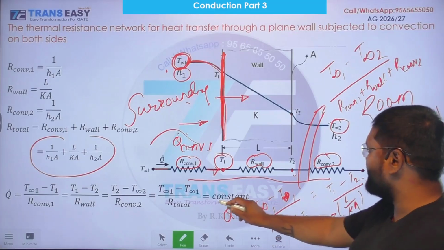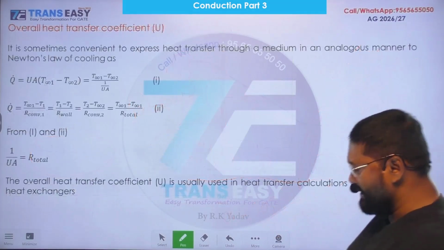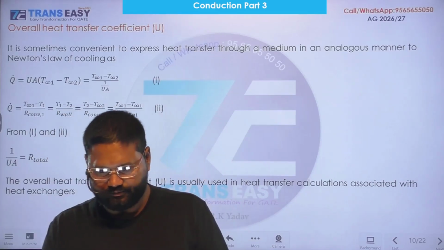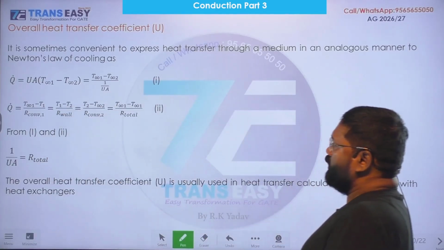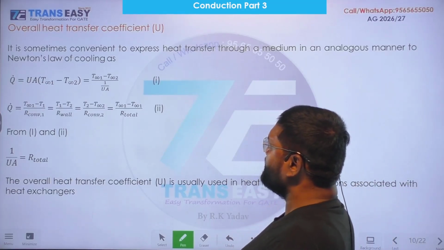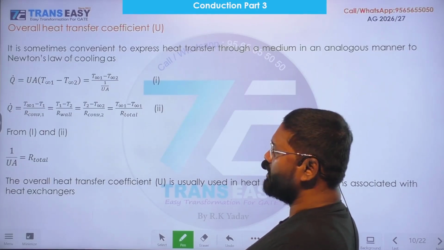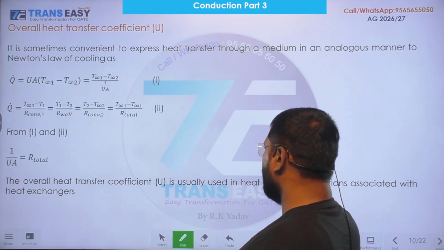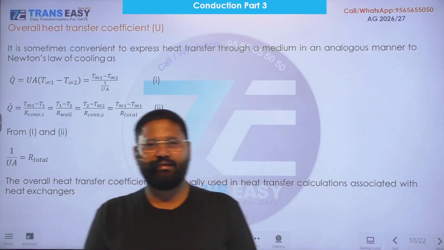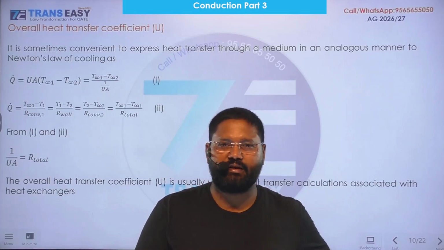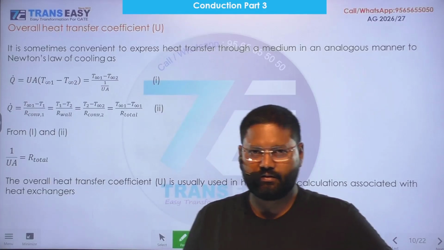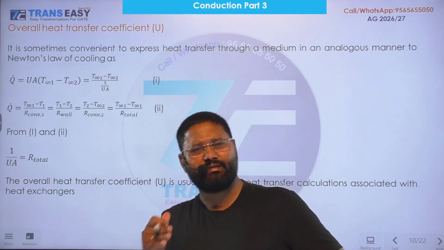ठीक है, इसलिए कांस्टेंट बोला गया है. ये वन डायमेंशनल स्टेडी हीट कंडक्शन विदाउट इंटरनल हीट जनरेशन में ही पॉसिबल है. ओवरऑल हीट ट्रांसफर कोएफिशिएंट. Now we bring a very important term, overall heat transfer coefficient. This is usually used in heat exchanger. This is the most important parameter in heat exchanger. Overall heat transfer coefficient.